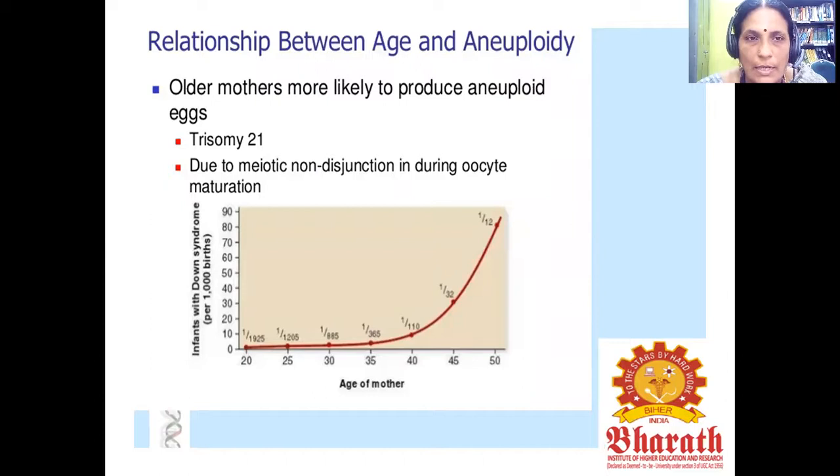Let's see the relationship between age and aneuploidy. Older mothers are more likely to produce aneuploid eggs, producing trisomy 21. This is due to meiotic non-disjunction during oocyte maturation. On the x-axis you see the age of the mother, and on the y-axis, infants with Down syndrome per 1,000 births.